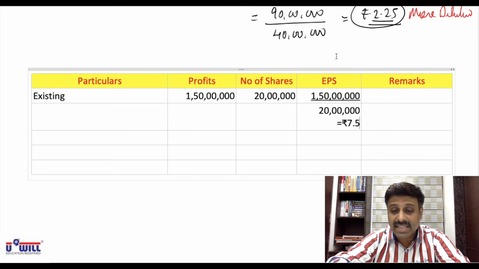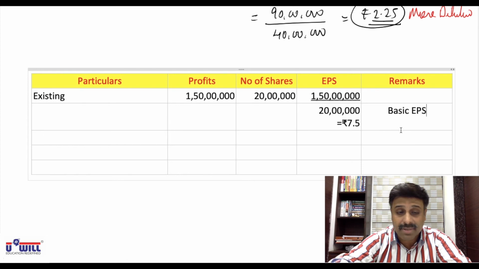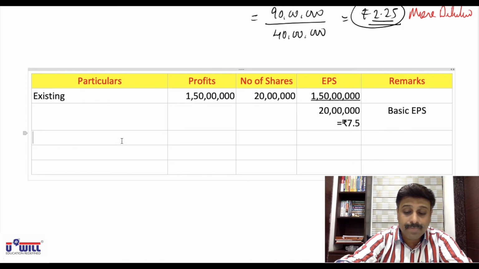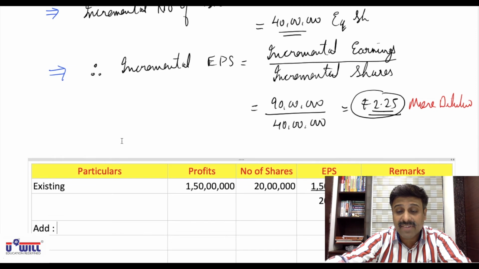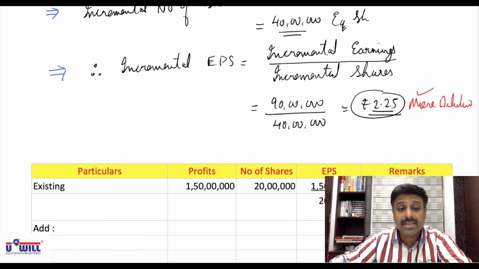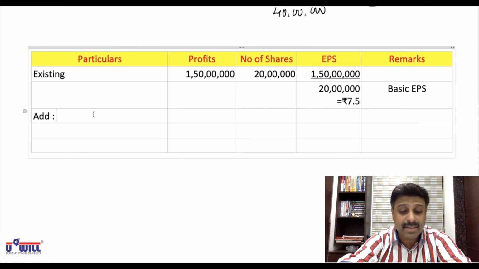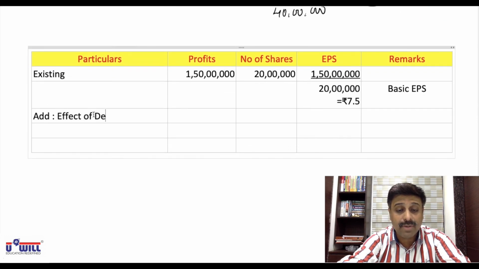Rupees 7.5 is the existing EPS. What is this existing EPS? Rupees 7.5 is basic EPS. Now what we do is, first we add the effect of the more dilutive security, that is debentures. So we add the effect of debentures.